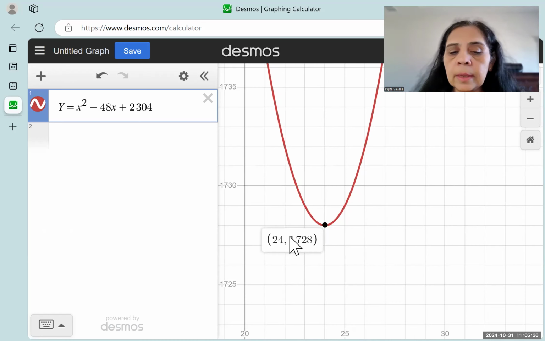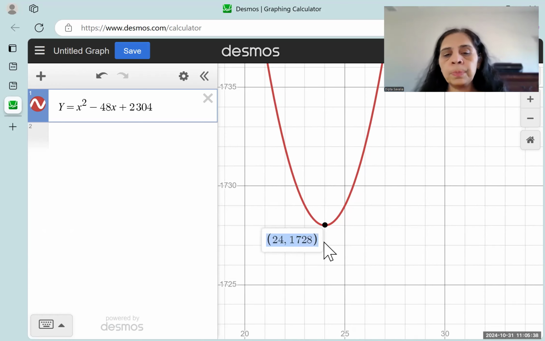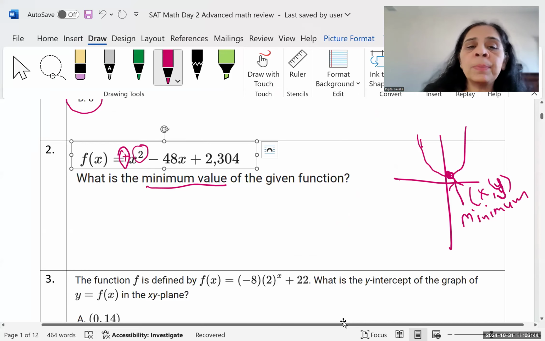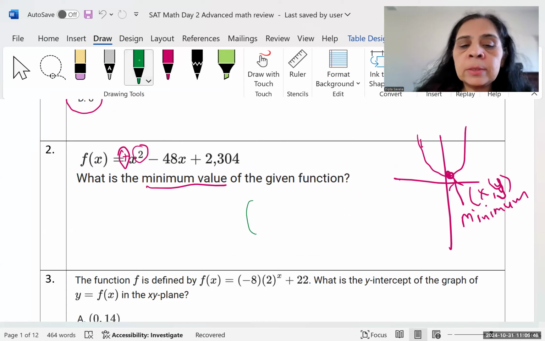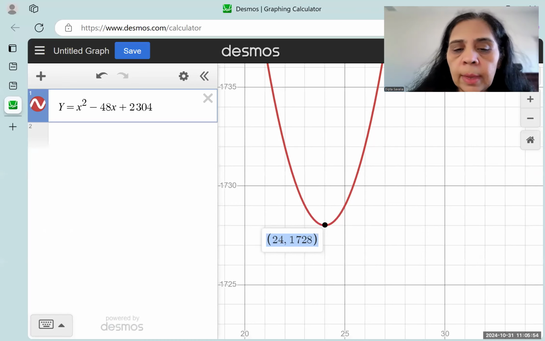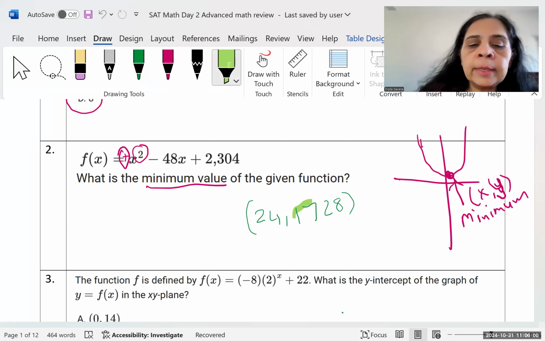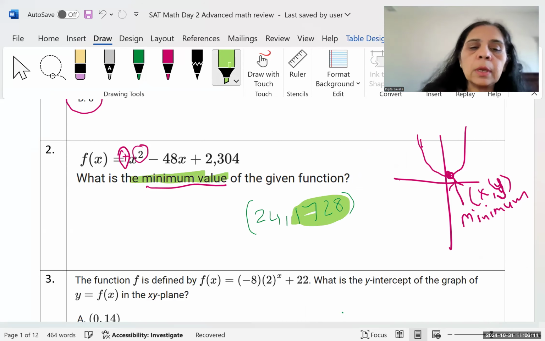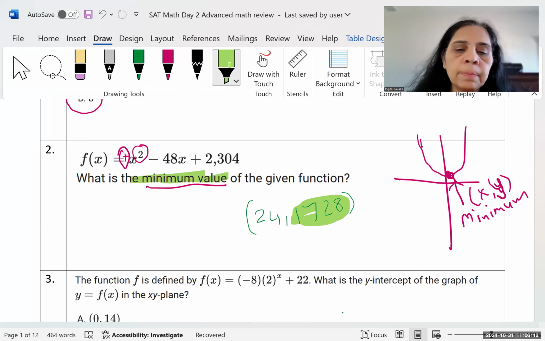That is the value we are looking for, (24, 1728). So that's what we are looking for. Again, we found x is 24 and y is 1,728. So our answer is 1,728. So remember, when we have a quadratic function and we need to find the minimum or maximum, that's your keyword. We are looking for the vertex, okay?